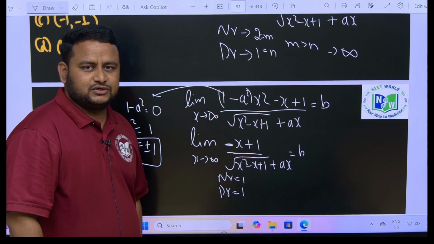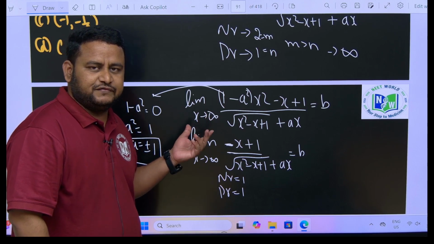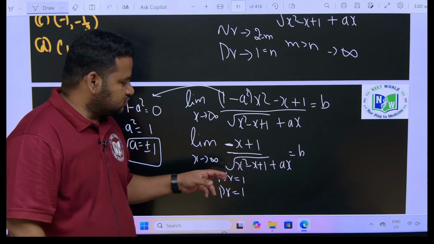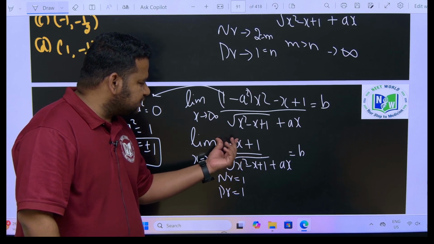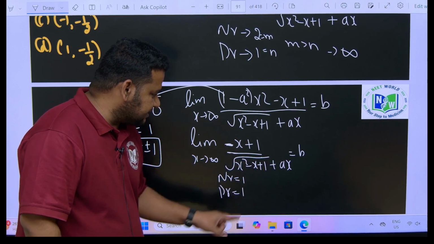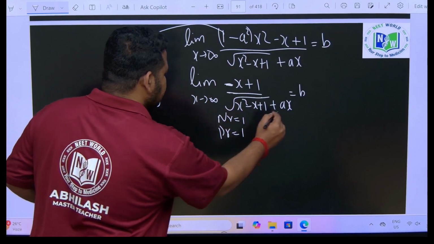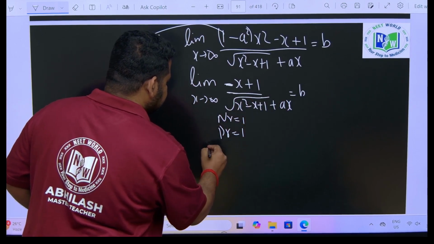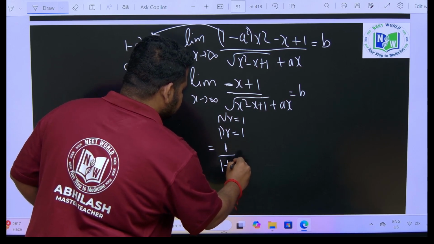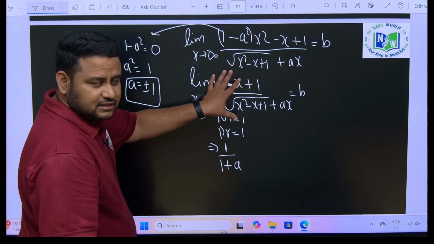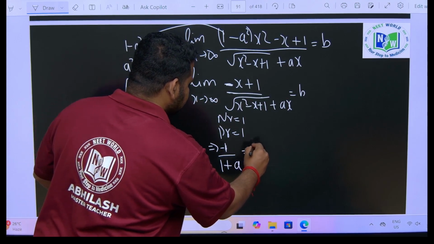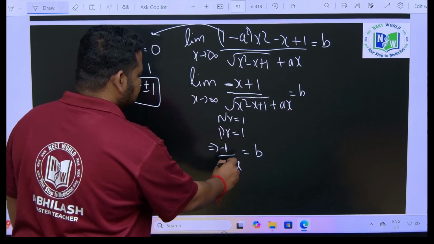At that time we should take the coefficient of x to the power of m and the coefficient of x to the power of n, as I told you. Here the coefficient of x in the numerator is minus 1. In the denominator, 1 is there and a is there, so this will become 1 plus a. So the limit value will be minus 1 by 1 plus a, which is equal to b.